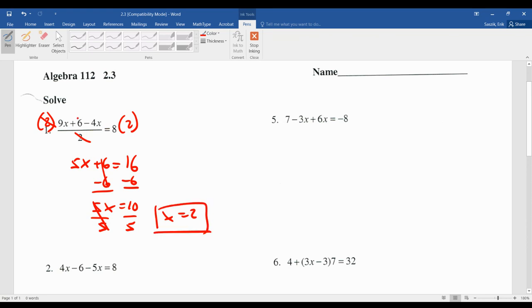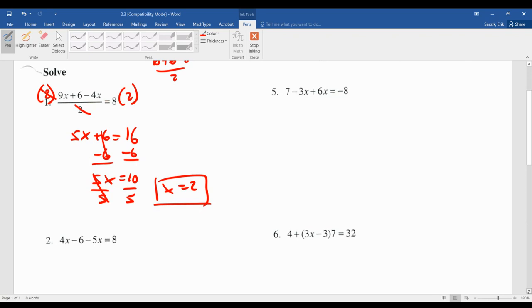And of course, you could plug that in here. Watch this. I'll do a little check just in this first one. 9 times 2 would be 18. 4 times 2 would be 8. Now, 18 plus 6 is 24. 24 minus 8 is 16. And 16 divided by 2 would give us this answer of 8.